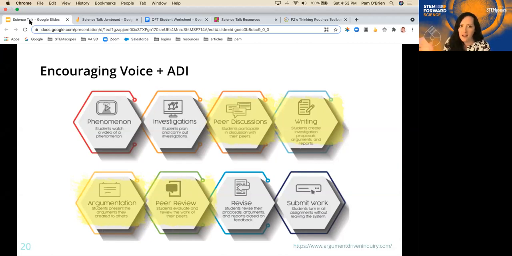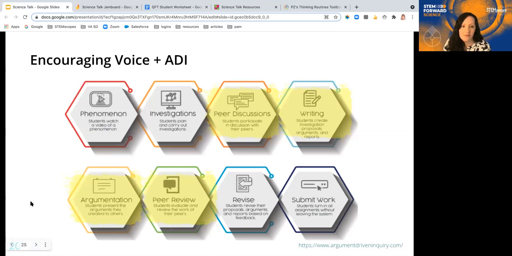If you're familiar with ADI and you use it, those would be the 4 places in which we felt would lend themselves most to the process.